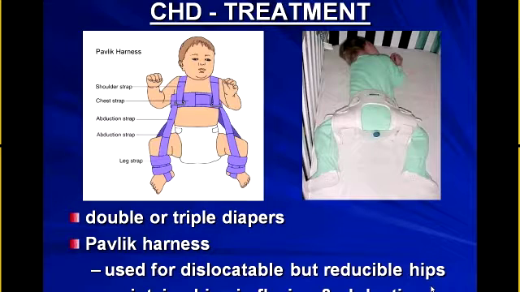So if that's not being done by double or triple diapers, then they will use what's called a Pavlik harness, and that's used for dislocatable but reducible hips. And again, it has the advantage of not only maintaining the abduction, but also maintaining the hip flexion. And that's used in infants usually from birth to 6 months, and it's worn 24 hours a day, usually for 2 or 3 weeks. And then after that, 23 hours a day for another 3 weeks, and then 12 hours a day for another 6 months. So this is worn for a significant period of time.